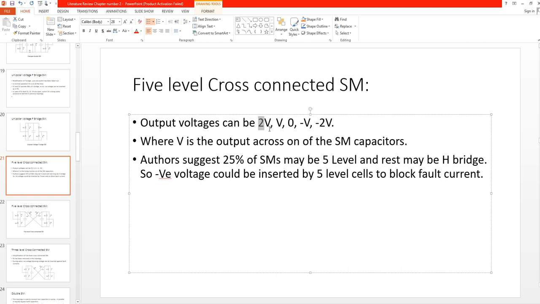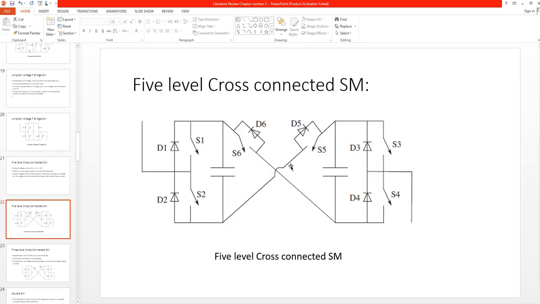We are basically getting 2V, V0, minus V, minus 2V. We are getting these 5 voltages using 5-level cross connected submodules, where V is the output voltage of the submodule capacitor. And what the author suggests is that if you are using 25% of the submodules as 5-level cross connected submodules, the rest of the other submodule bridges can be H bridge. Now these 25% of the submodules out of 100% can be used to insert the negative voltage, and thereby the converter will be able to block the fault currents. So this is a typical 5-level cross connected submodule topology.